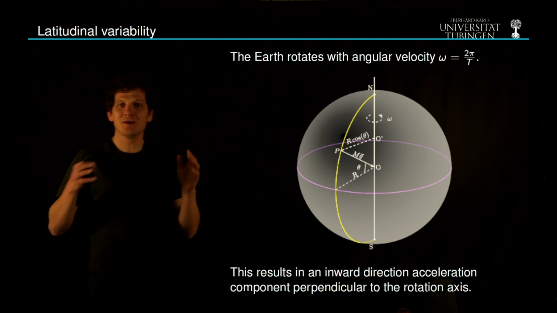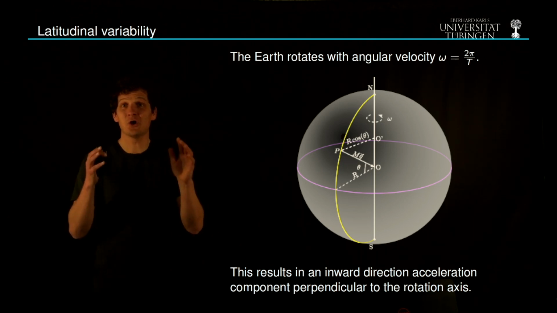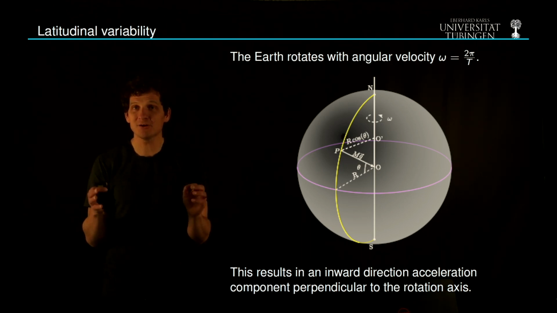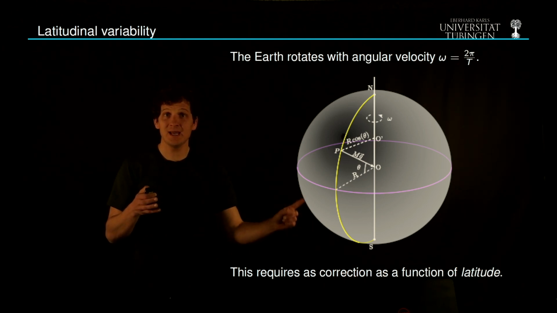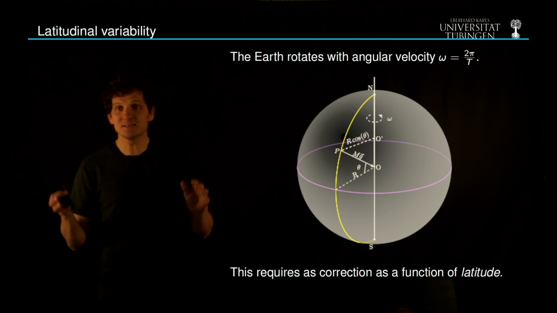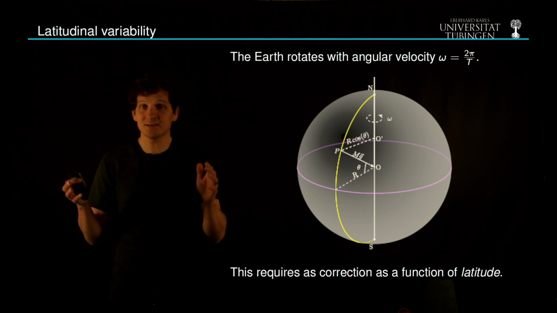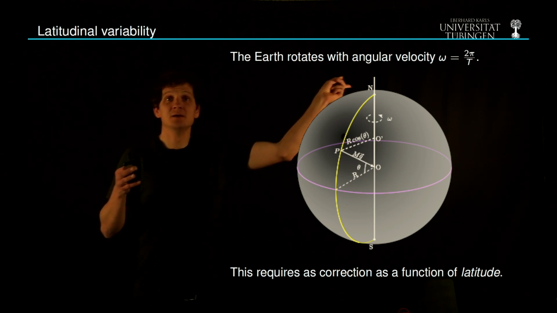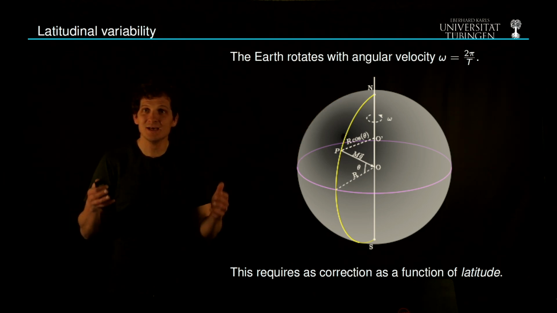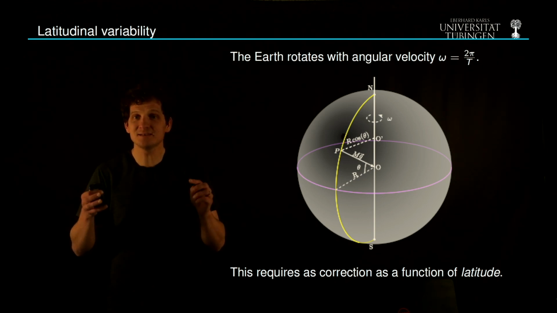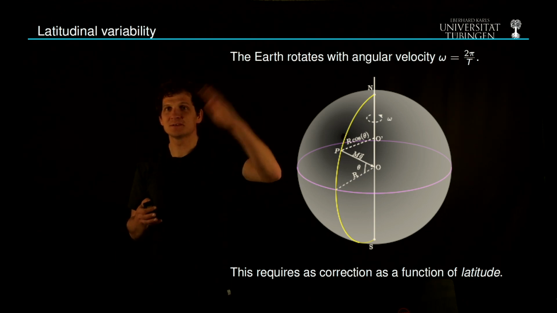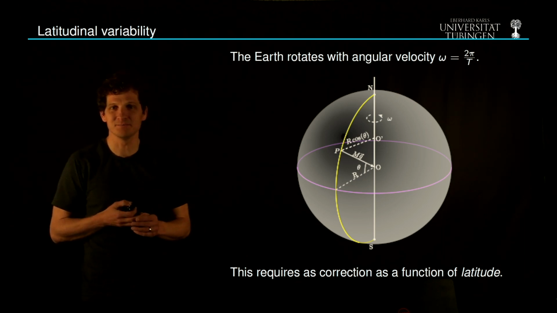The fact that the Earth is rotating is not overly new, and so we better correct for this effect. And this effect will be largest at the equator, where the distance from the rotation axis is largest, and it will be smallest at the poles, where the distance to the rotation axis is 0. And this is why this type of correction is called latitudinal correction.